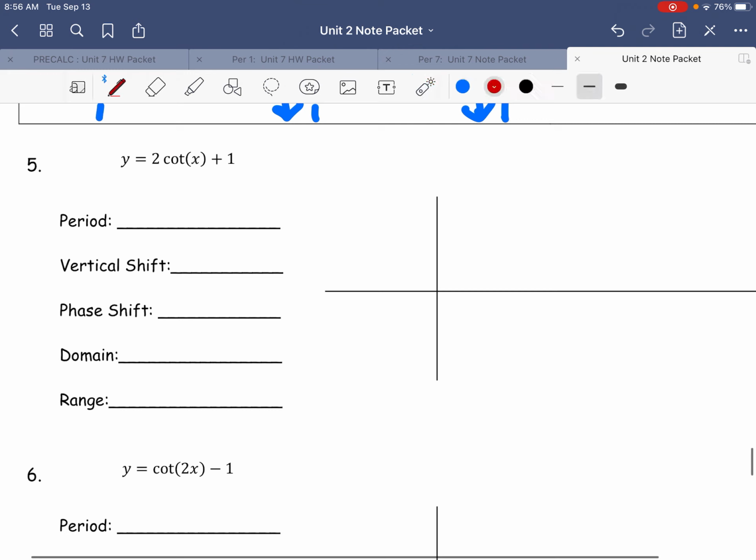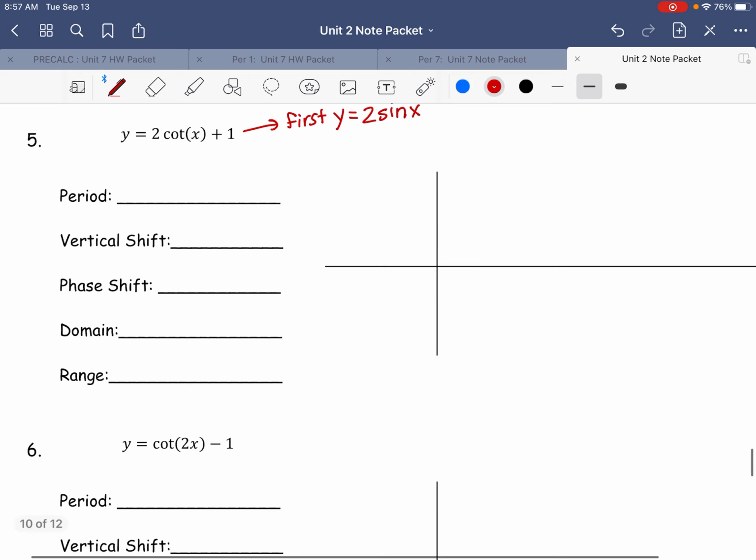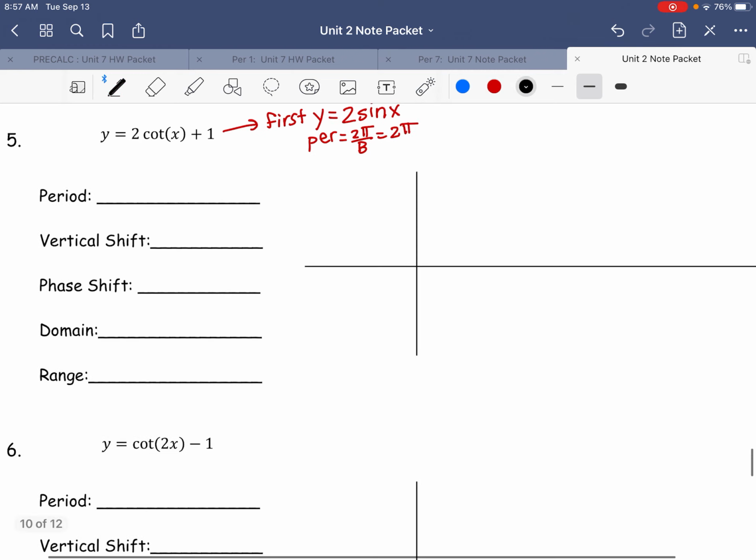All right, let's try number 5. So number 5, it says 2 cotan x plus 1. So I'm thinking to myself, I am first going to graph y equals 2 sine of x. Deal with the vertical shift last. Okay, period for sine, 2 pi over b. So just 2 pi. So set it up.